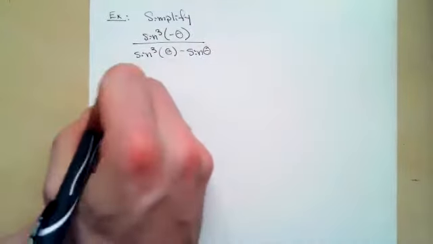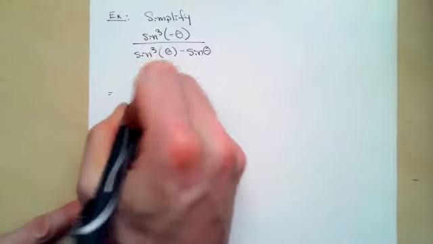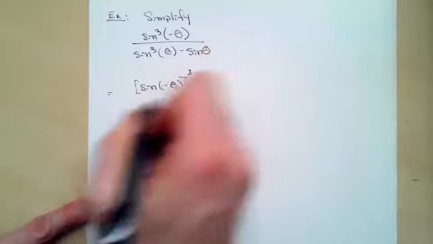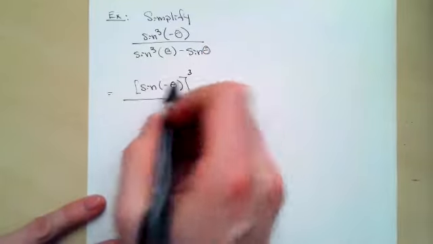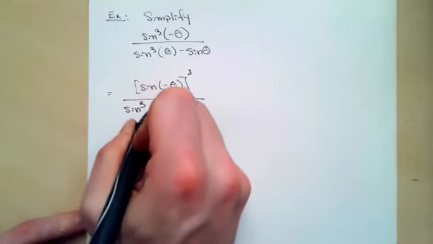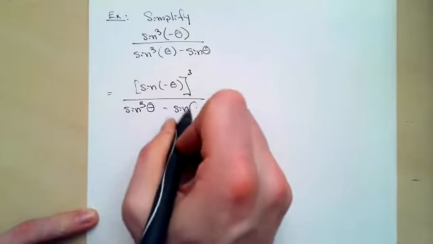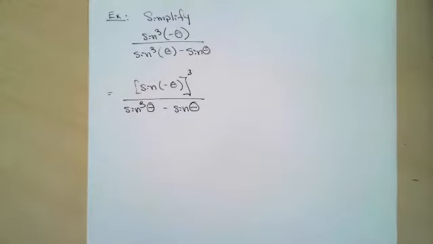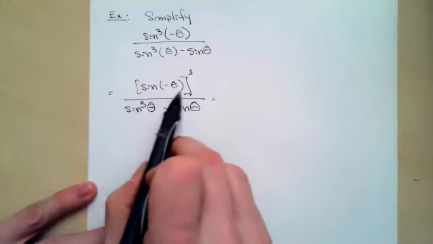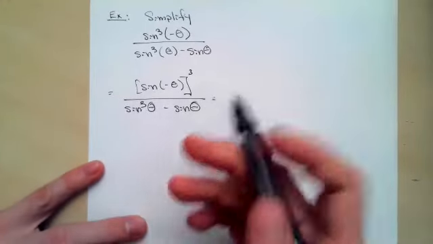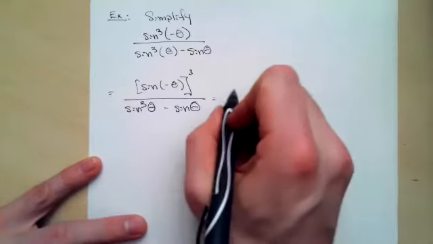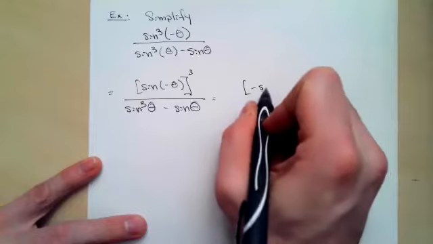So our first step, what I'm going to do is write the numerator in a little bit more correct fashion to remind ourselves that the cube is outside of the sine. We want to compute the sine first, then cube it. And having those parentheses helps us because now, working inside the parentheses, we can use our even odd identities to change the argument since there's a minus theta on the inside. Sine of minus theta is negative sine of theta.